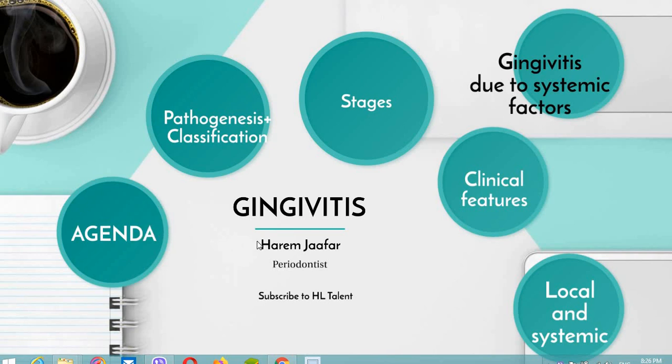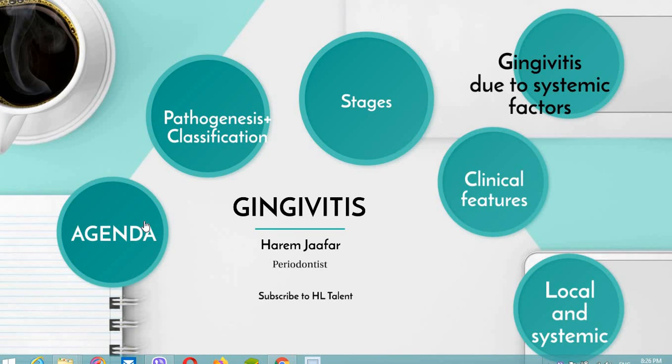We know that the periodontium is composed of gingiva, periodontal ligament, cementum, and alveolar bone. Simply, gingivitis is the inflammation of the gingiva without affecting cementum, without affecting the periodontal ligament, and without affecting the bone. So it's confined to gingiva.